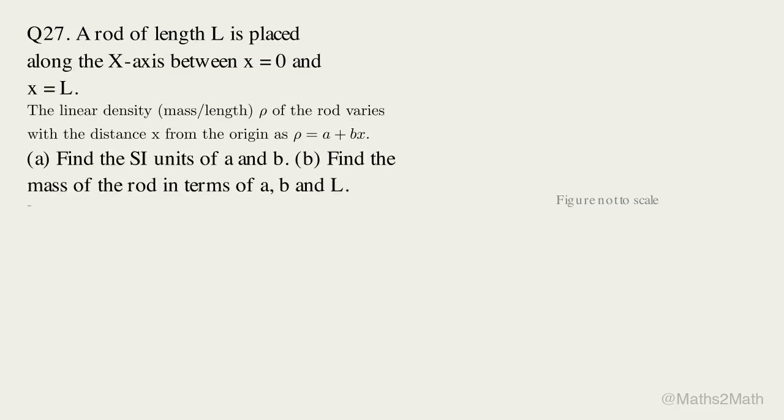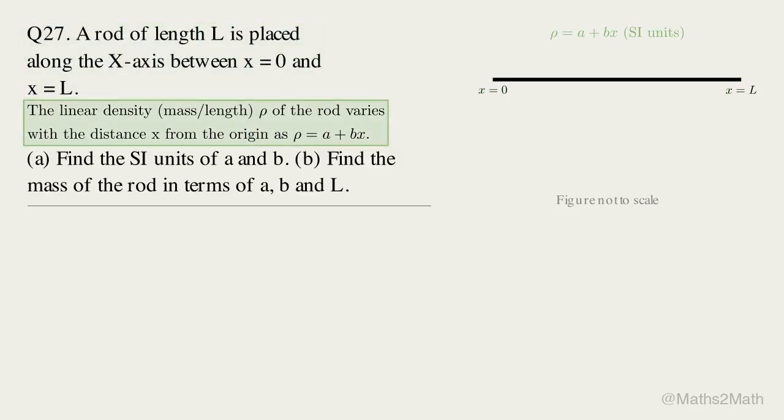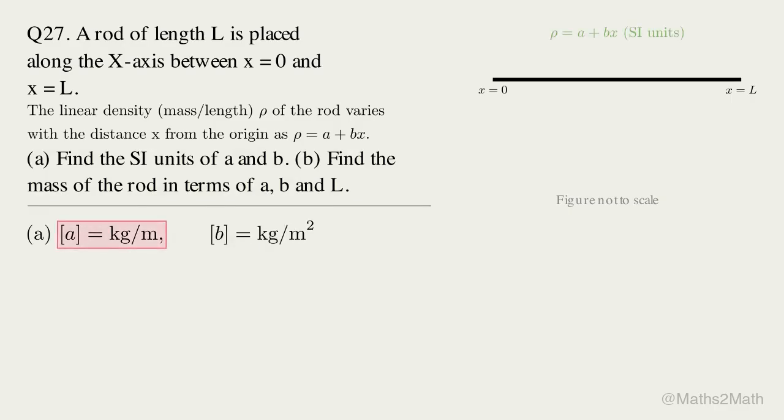Question 27. A rod of length L lies along the x-axis from 0 to L. Its linear density varies as ρ equals A plus Bx. We need the units of A and B in the standard system and the mass of the rod. What does this mean? Match units term by term, then integrate the density. Every term of A plus Bx must have density units. So A has units of density, kilogram per meter, and Bx too, so B is kilogram per meter squared.